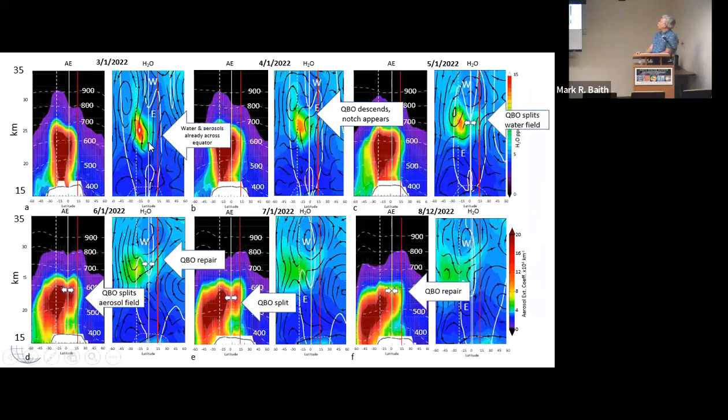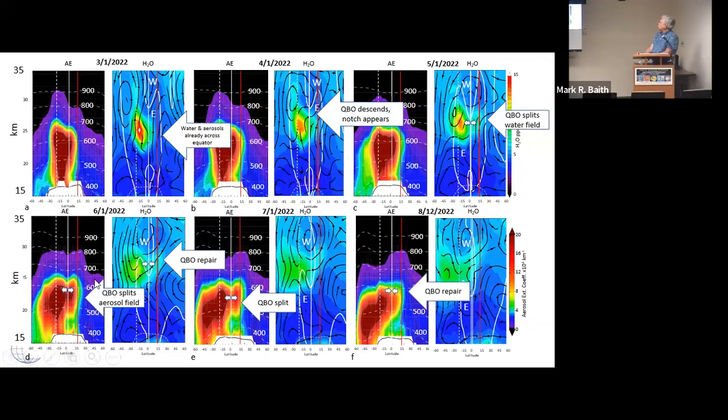So here's the water and aerosols are already across the equator as of March 1st. So this is the picture, and here's the aerosols, and here's the water. And again, the white line is the zero wind line. Okay. So now the QBO is descending. This is the white line starting to descend. You can see there's a little teeny dent going on the top of this distribution. And as it descends further, you can see it's pushing the distribution apart, just as we expect.